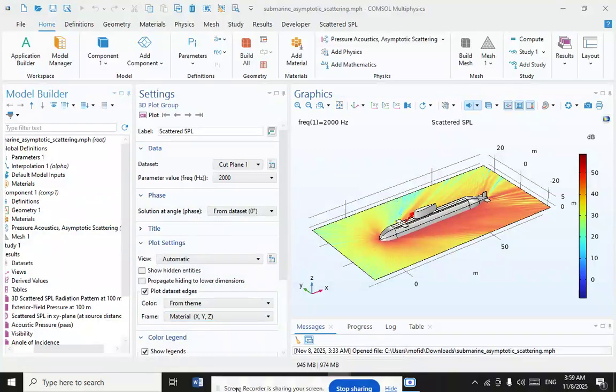In the name of Almighty God, I am Mahsa Sankoshi, and today I want to talk about submarine high-frequency asymptotic scattering. The primary defense of a submarine lies in its capacity to remain hidden during operation.